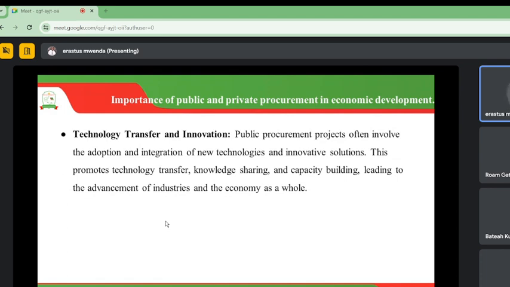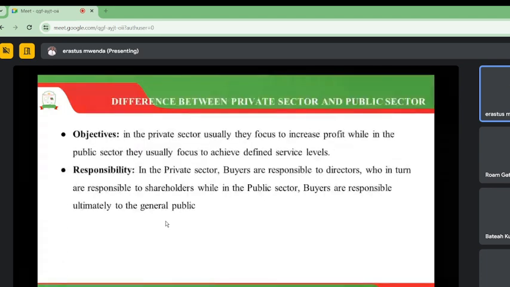We also would like to look at the differences between the private sector and the public sector. Number one, of course, is in regard to the objectives. On the side of the private sector, like we said briefly in one of the slides, the key focus is increasing profit, while in the public sector, we are focusing on offering services. That's very crucial. And the other one is responsibility.